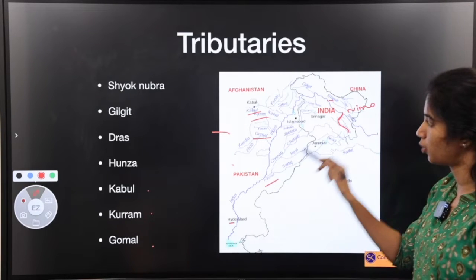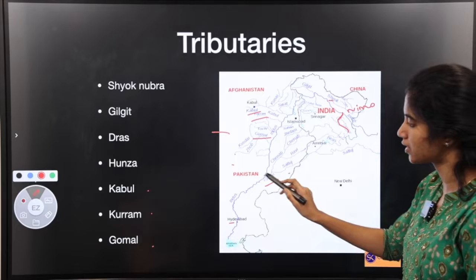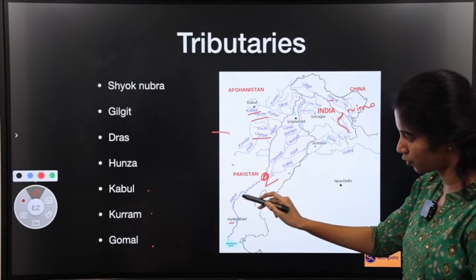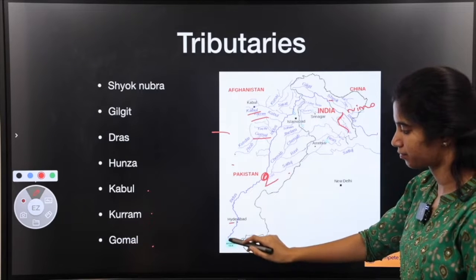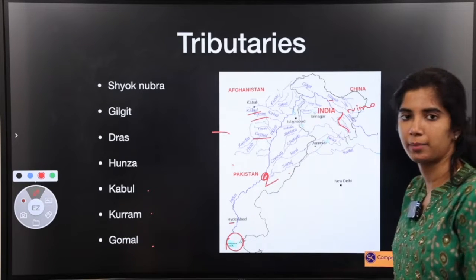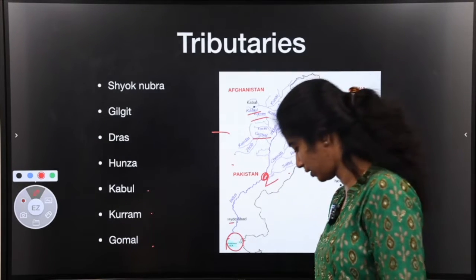Can you see? Panjnad. We saw these 5 tributaries. This is Mithankot. Then it flows for in Sindh region of Pakistan. Empty into Arabian Sea near city of Karachi.